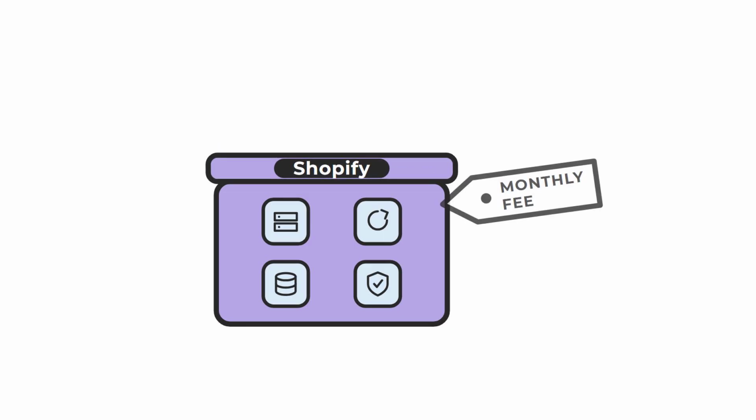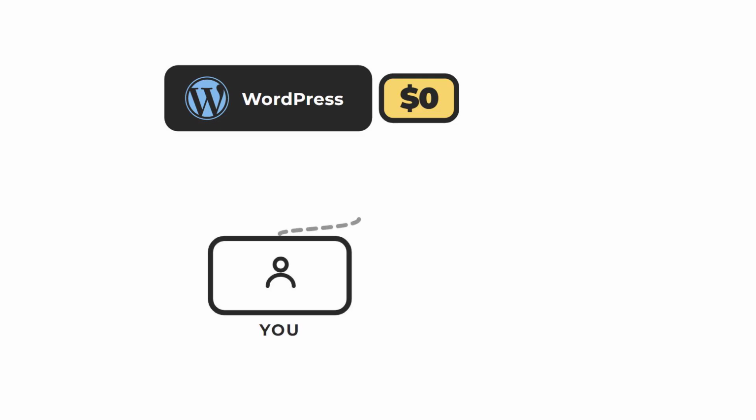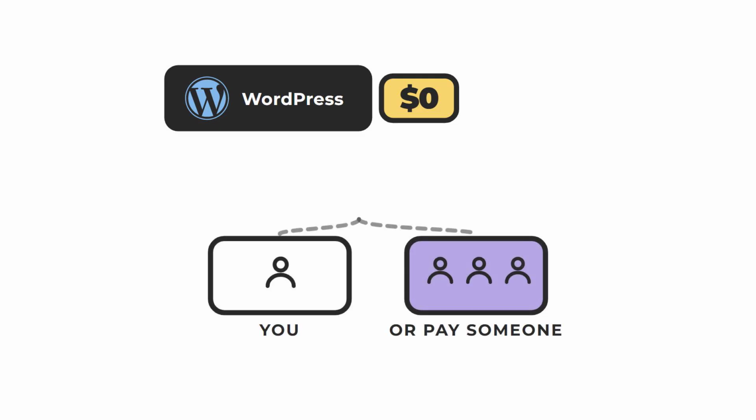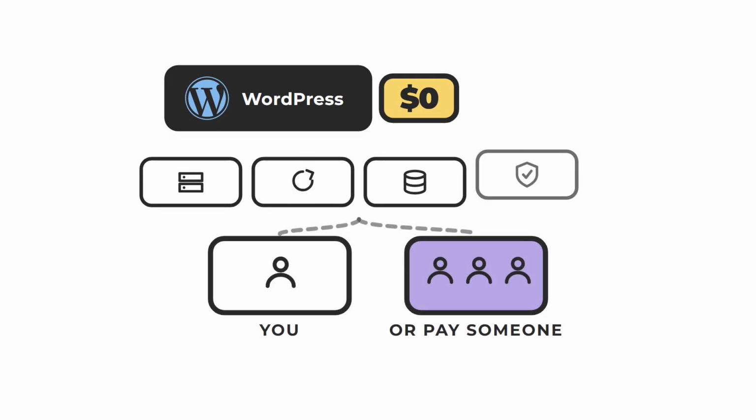With a hosted platform such as Shopify, more of that maintenance is included in the monthly platform fee. WordPress is technically free. You can manage it yourself or pay someone to manage the hosting, updates, backups, and security.